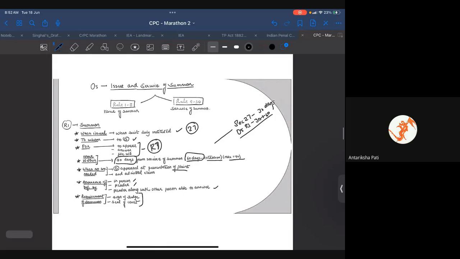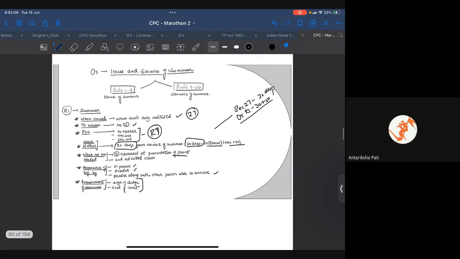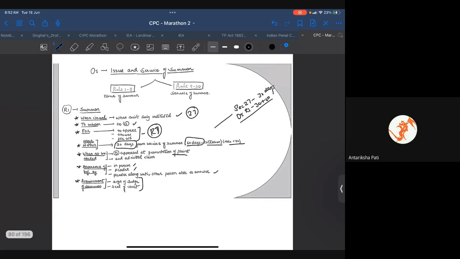Now, Order 5, that is issue and service of summons. Rules 1 to 8 talk about issue of summons. Rules 9 to 30 talk about service of summons. Rule 1 says summons is issued when the suit is duly instituted. To whom? To the defendant. For what? For appearing or answering or filing the written statement.